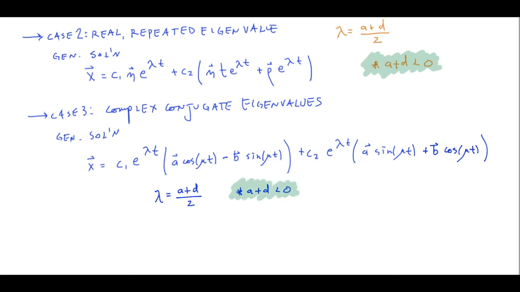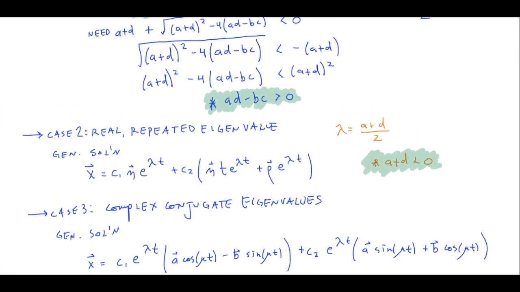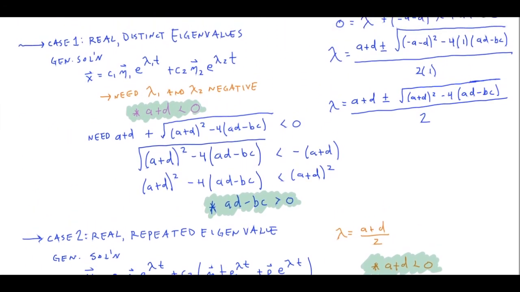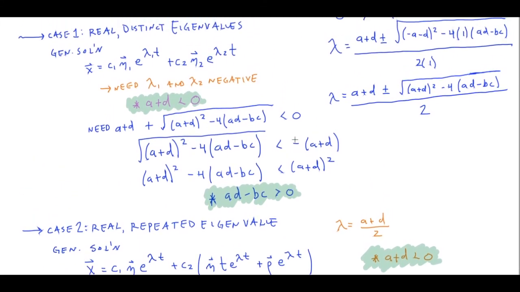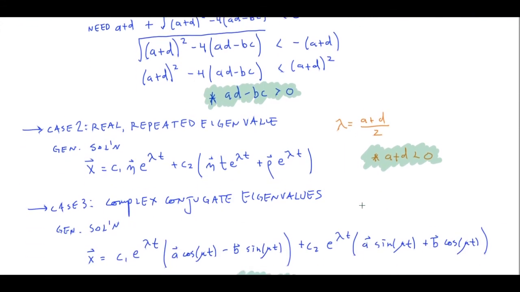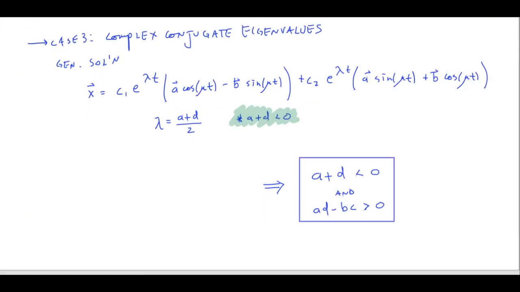So looking back over these three cases, we're starting to see a trend here. In all three cases, it needs to be true that a plus d will be less than 0. And then in this first case, it needs to additionally be true that this determinant AD minus BC is positive. So as long as I satisfy both of those conditions, then I'm guaranteed that the solutions will approach 0 as t grows without bound, no matter what the constants c1, c2, no matter what the coefficient vectors happen to be. I'm guaranteed that the solutions will go to 0. All right, that wraps up section 5.9.